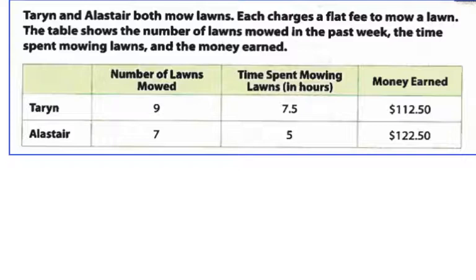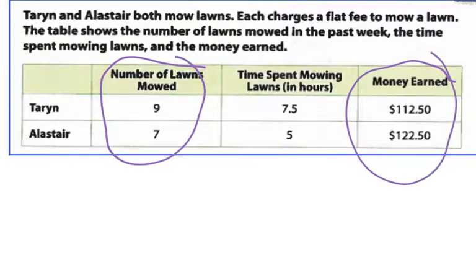So here we have this problem. It says Taryn and Alistair both mowed lawns. Each charge a flat fee to mow a lawn. The table shows the number of lawns mowed in the past week, the time spent mowing lawns, and the money earned. So your first question asks you in the formative, how much do Taryn and Alistair each charge to mow one lawn? And you're to use WKU. Well, here we're looking at the number of lawns and the money earned, because we're talking about money, not time in this problem. So my words are going to be dollars per lawn.